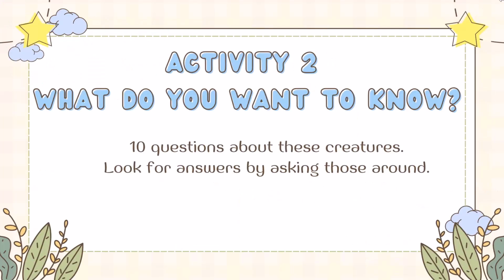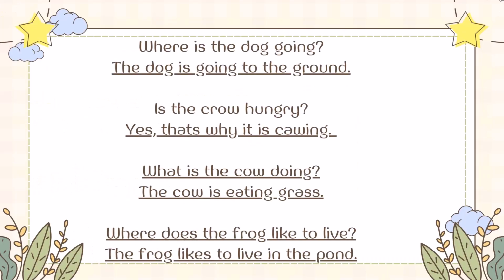Activity 2. What do you want to know? Write down 10 questions about these creatures and look for answers by asking the people around you. Where is the dog going? The dog is going to the ground. Is the crow hungry? Yes, that's why it's cawing. What is the cow doing? The cow is eating grass. Where does the frog like to live? The frog likes to live in the pond.